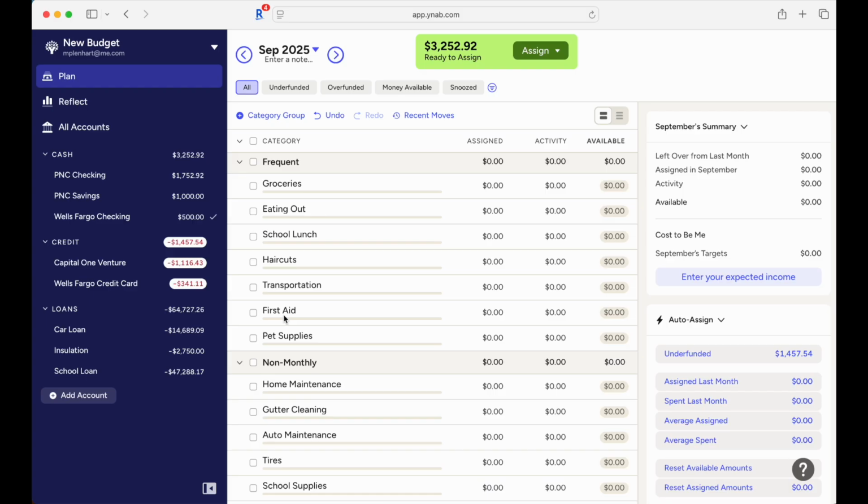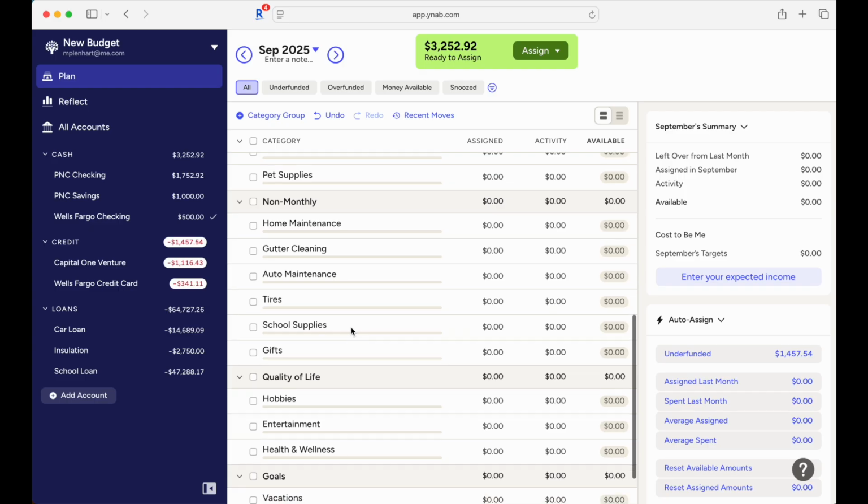First aid, we're almost always going to have a couple of little things throughout the year that happen. Need some medicine, need something to just get through a bit of an illness or something. So I'm going to include that there as an obligation. Again, these are kind of up to interpretation if you would consider that an obligation or not. Pet supplies, of course, we have pets, we have to buy their supplies.